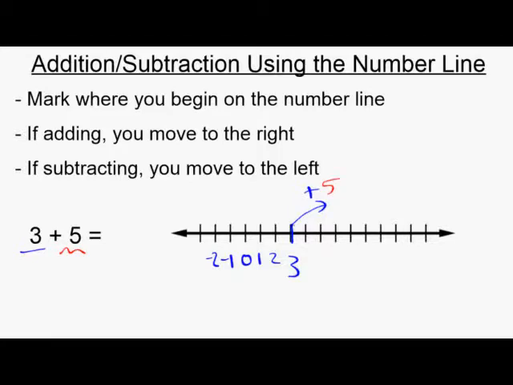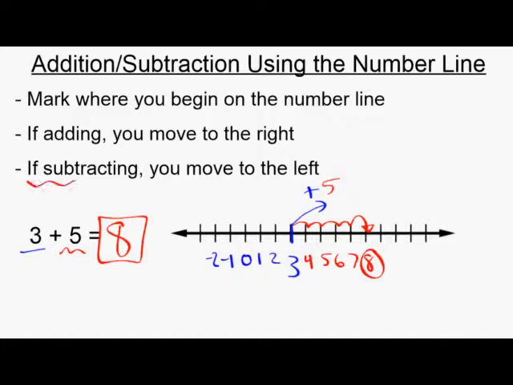So if I add 5, I count 1, 2, 3, 4, 5. This is where we're going to end up. That is at 4, 5, 6, 7, 8. So 3 plus 5 equals 8.